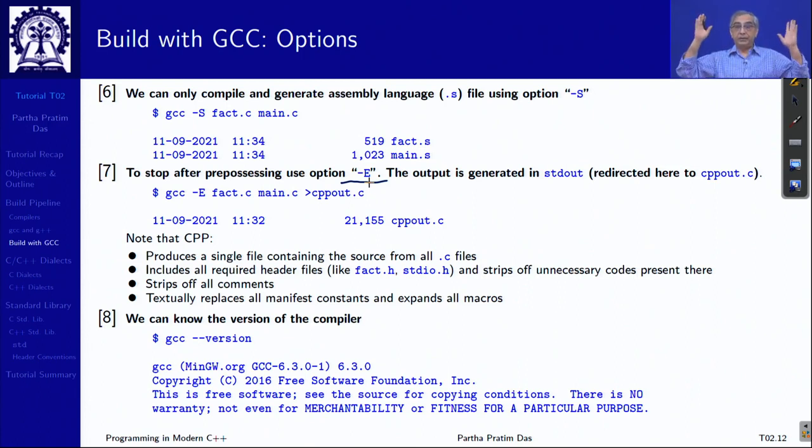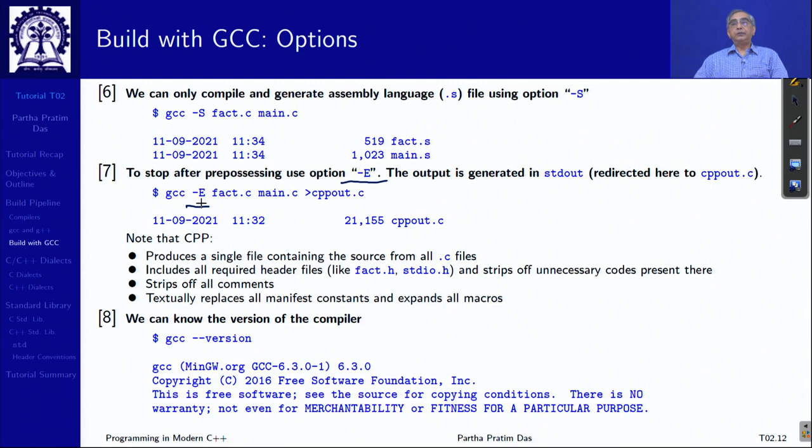It is a great learning that after replacing a hash include, hash if def, hash define and all that, what you get, then you can use the -e option. Now, this will generate the output into your STD out, that is your standard out, right, so on the console itself.